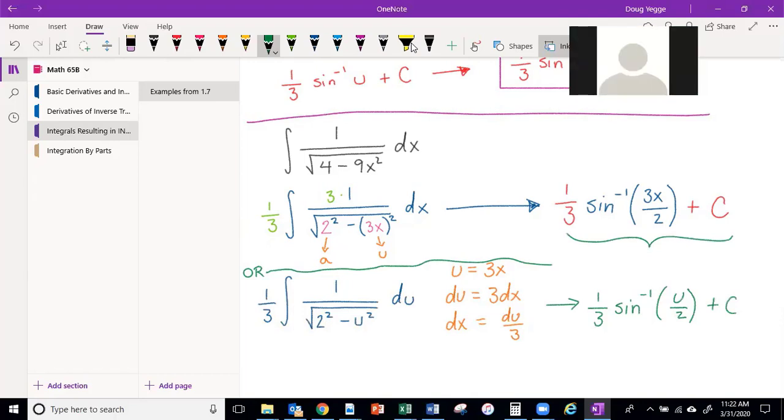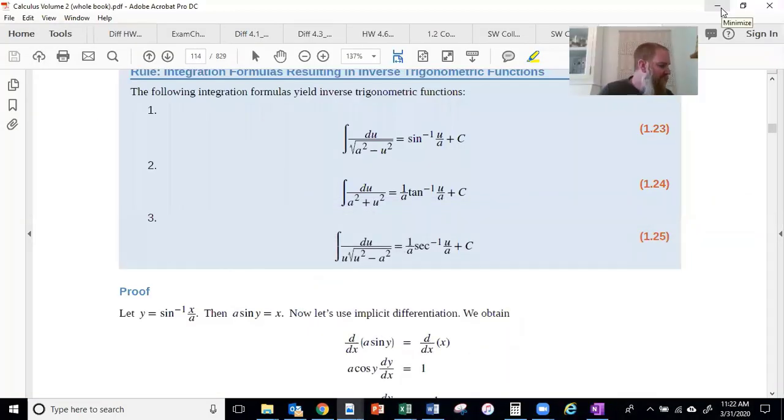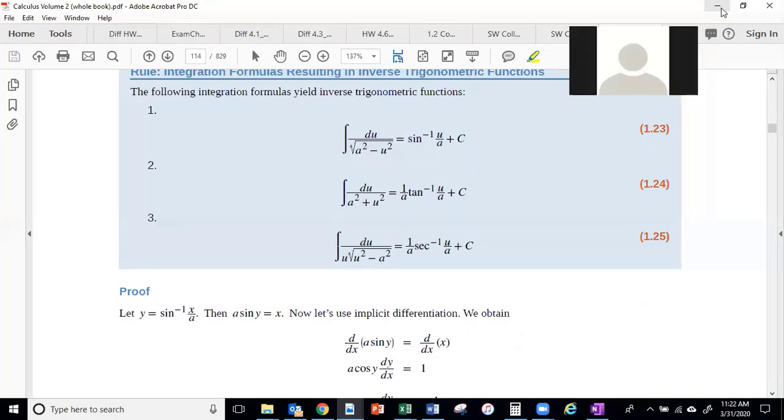Professor, what was the page that you had a few minutes ago that had the different trig inverse curves? It's in section 1.7 in volume 2. It's on page 108. Thank you. Sure.